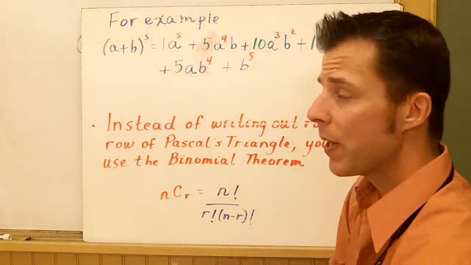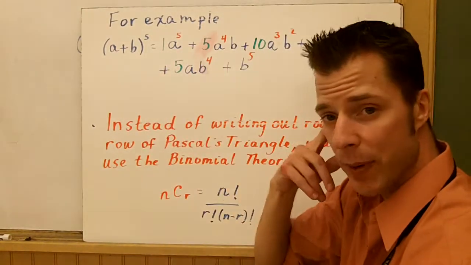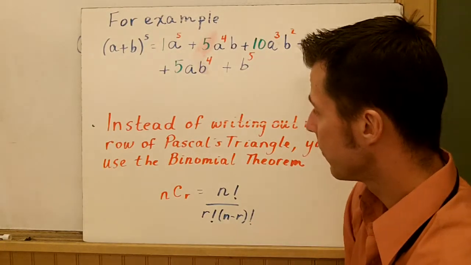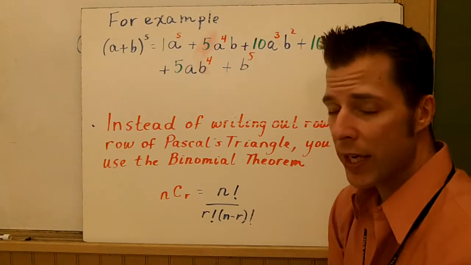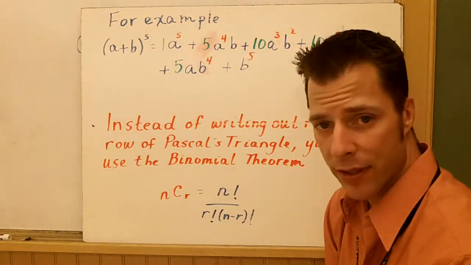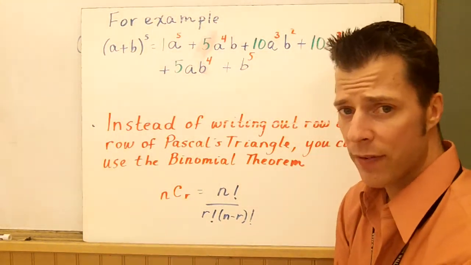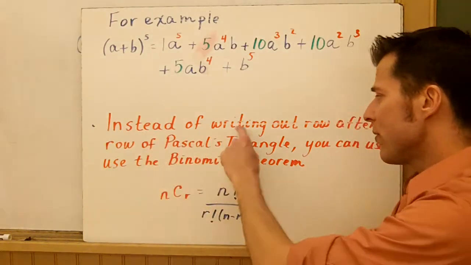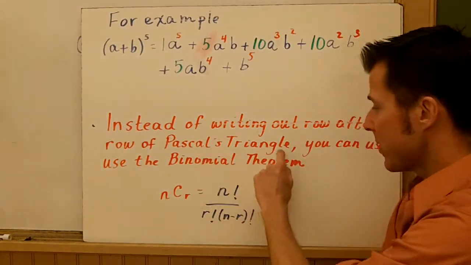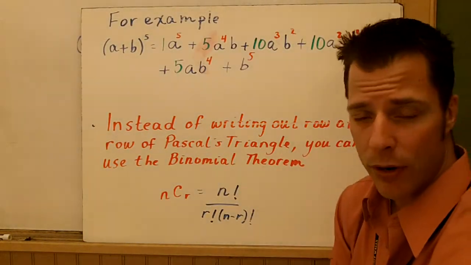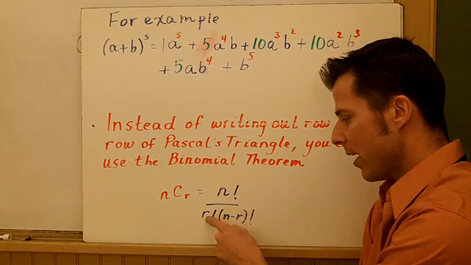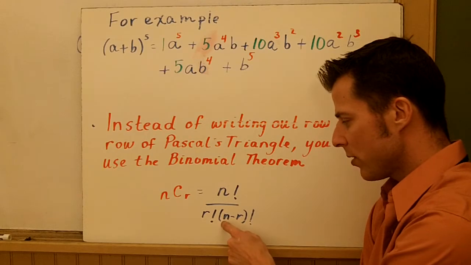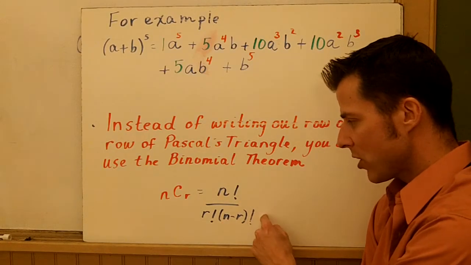So that's how we can use Pascal's Triangle to expand a plus b to the 5th power. The other challenging thing can be, what happens if we had a plus b to the 11th or the 12th and we needed to find all those rows? Instead of writing out row after row of Pascal's Triangle, you can use the second part of the Binomial Theorem, which is n factorial divided by r factorial times the quantity n minus r factorial.